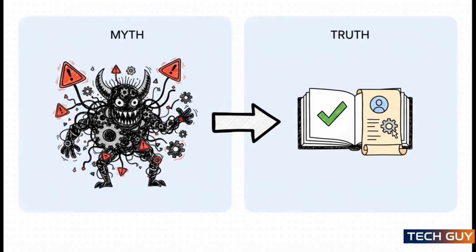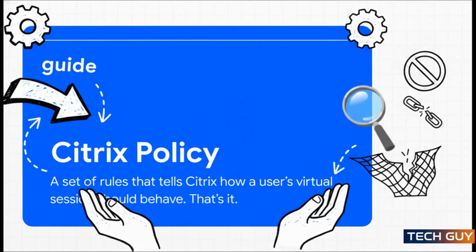Okay, so let's just take a breath and dismantle that fear right here, right now. The story we tell ourselves is that policies are this big, complicated monster, just waiting for us to make one wrong move. But honestly, that's just a myth. The truth is so much simpler. Policies are just a set of rules, simple instructions. Let's strip away all the jargon for a second. At its absolute core, a Citrix policy is just a set of rules. Rules that tell the system how a user's session should look, how it should feel, and how it should act. That's its entire job. It's not magic, it's not a trap, it's just a guide.